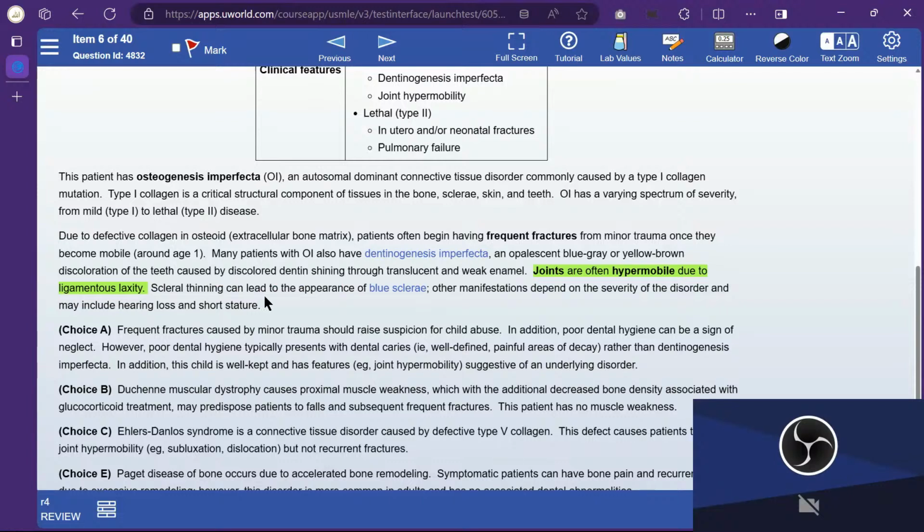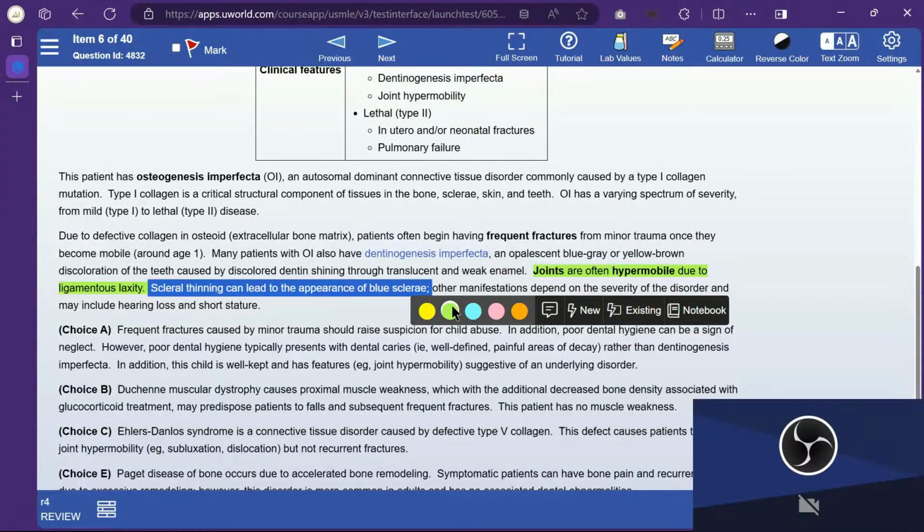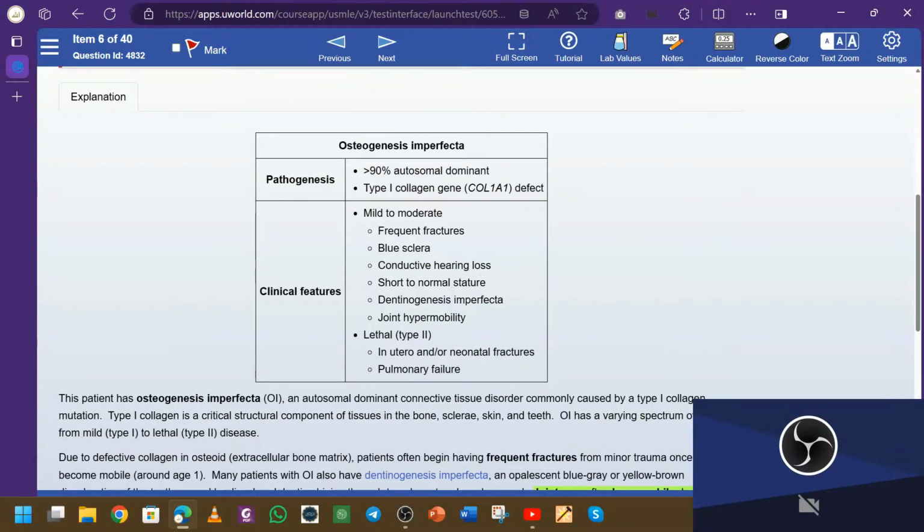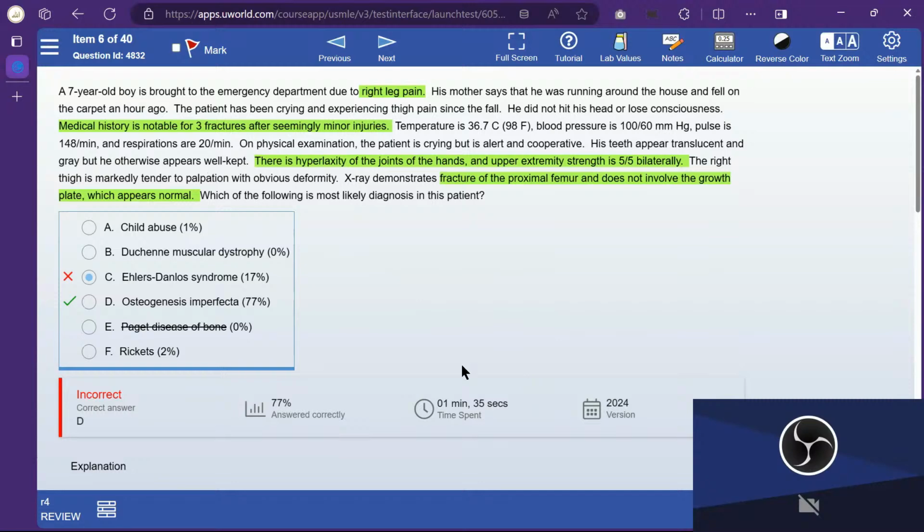Scleral thinning can lead to blue sclera. There is scleral thinning, so there is blue sclera. There may be hearing loss, short stature. Lots of things happen in this condition.